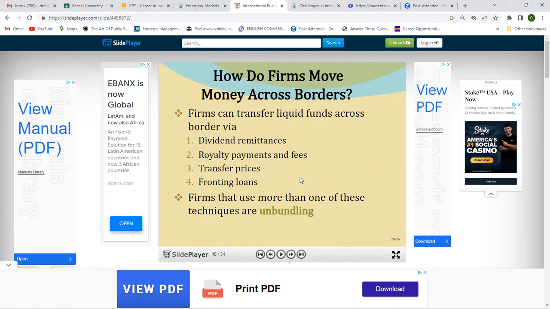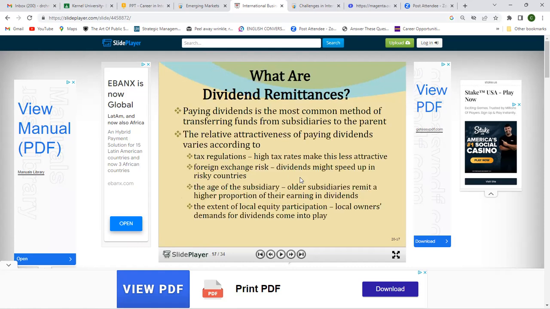How do firms move money across borders? Firms can transfer liquid funds across borders via dividend remittances, royalty payments and fees, transfer prices, and fronting loans. Firms can use more than one of these techniques, which is called unbundling. Paying dividends is the most common method of transferring funds from subsidiaries to parent.